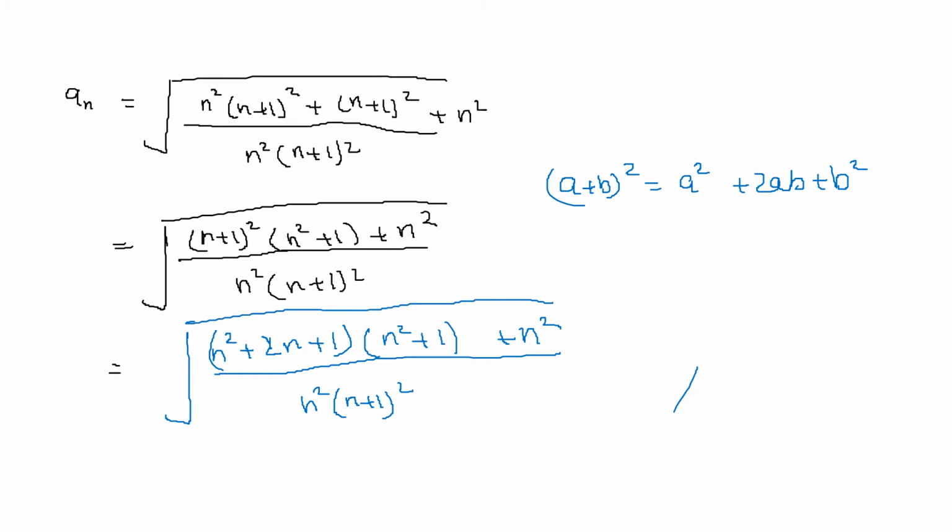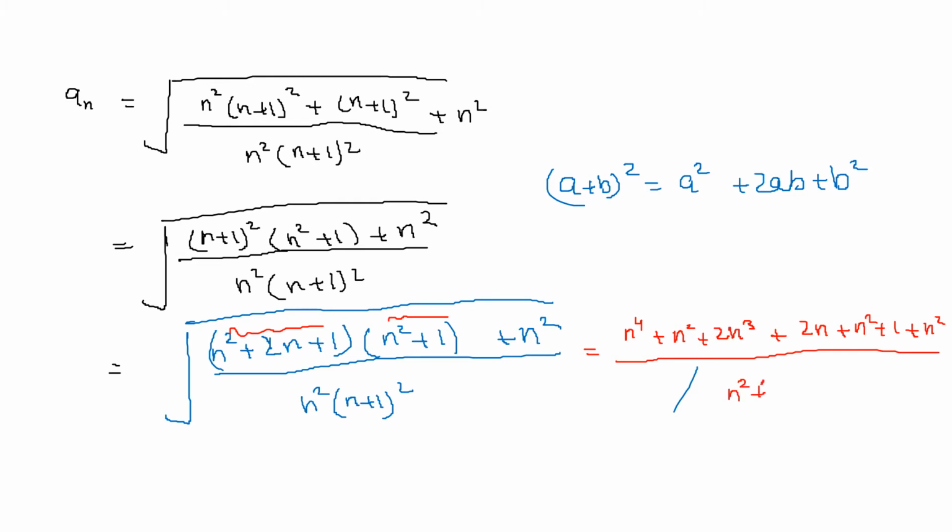And here you multiply this whole bracket by n squared plus 1, and you get n raised to power 4 plus n squared plus 2n cubed plus 2n plus n squared plus 1, and the last term is n squared, over n squared into (n plus 1) whole squared, and this is the whole square root.